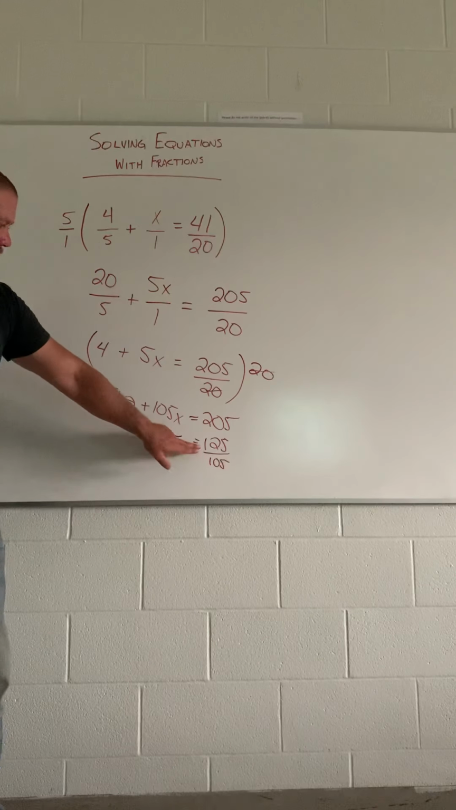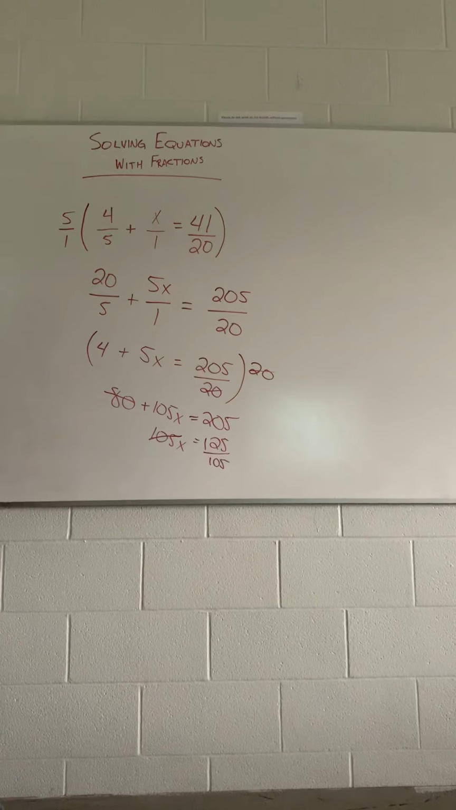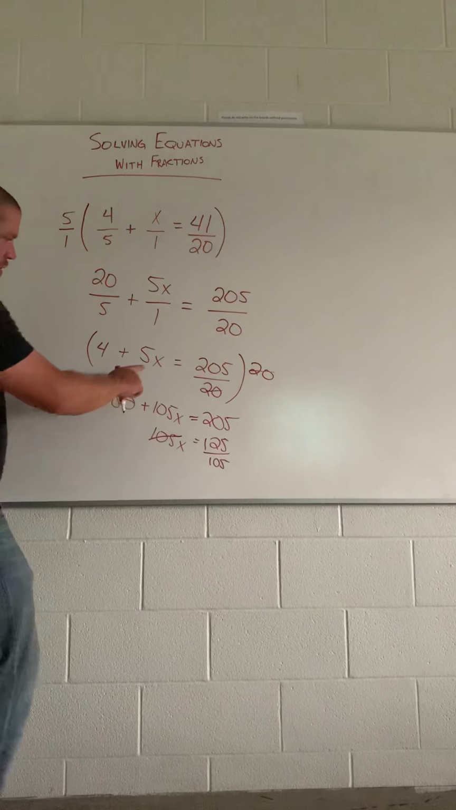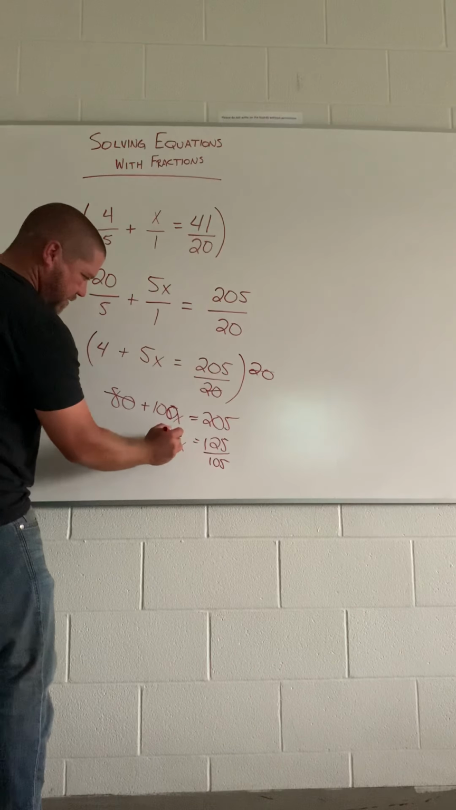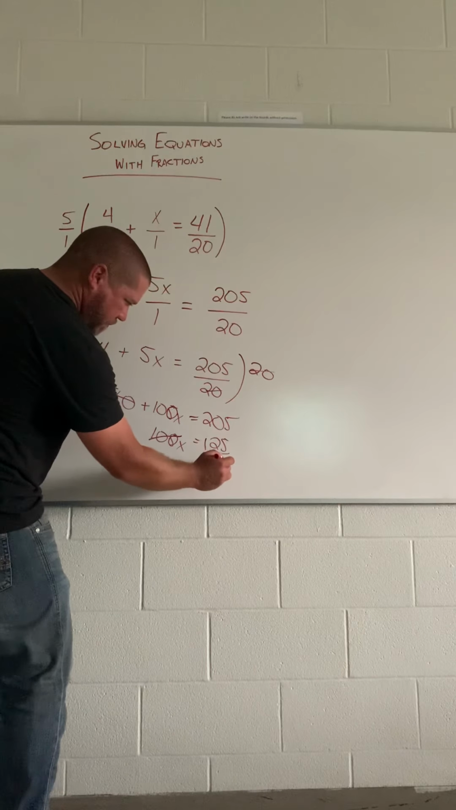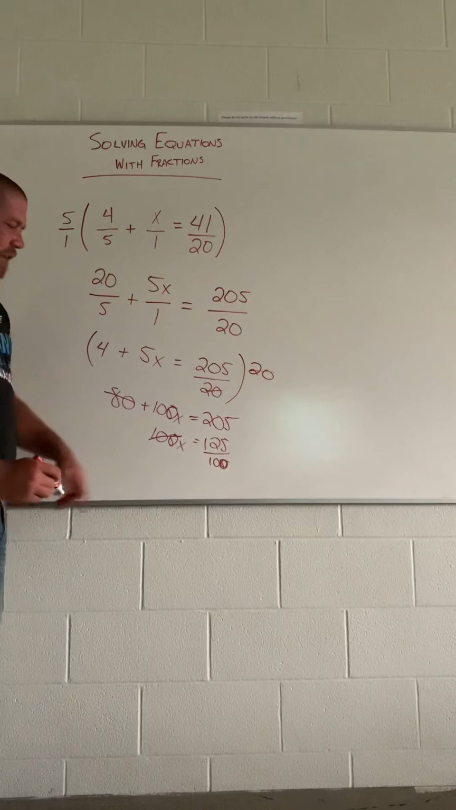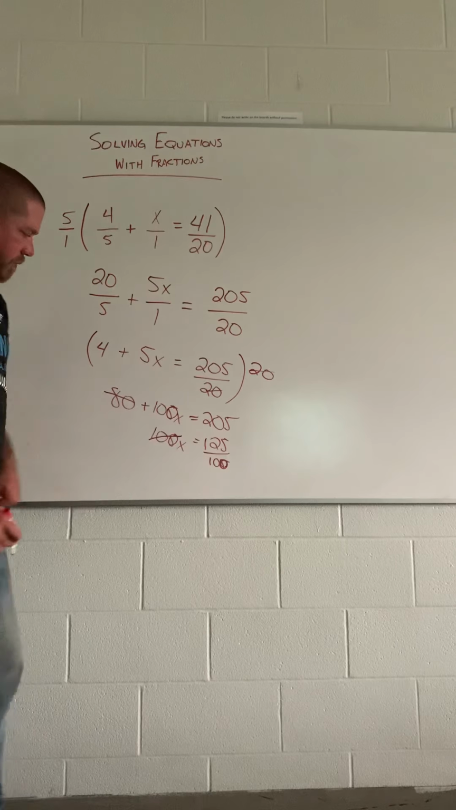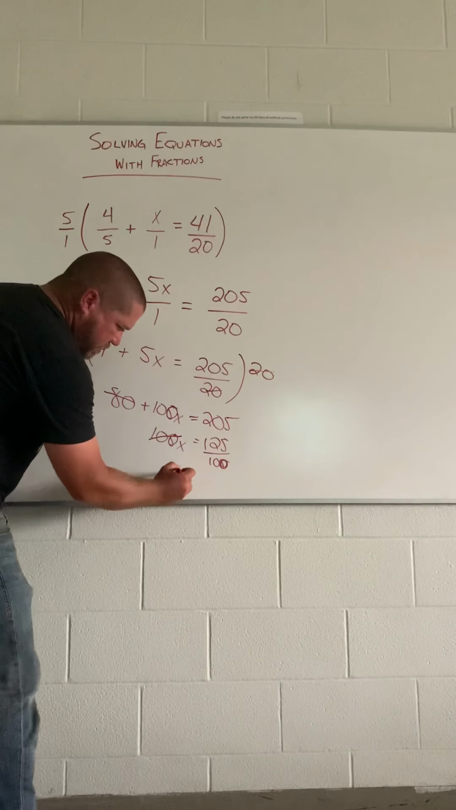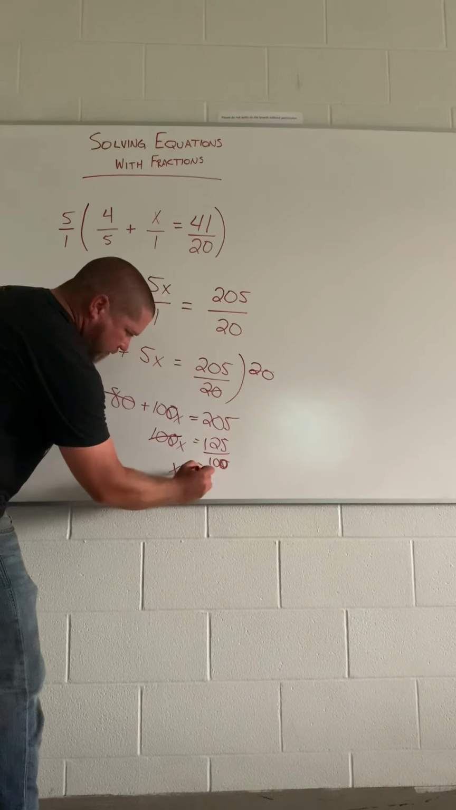If we simplify these down, I'm sorry, I made a mistake. 20 times 5 should have been 100x. I knew something looked funny there. So if we simplify that down, 125 over 100 simplified is going to give us 5/100.